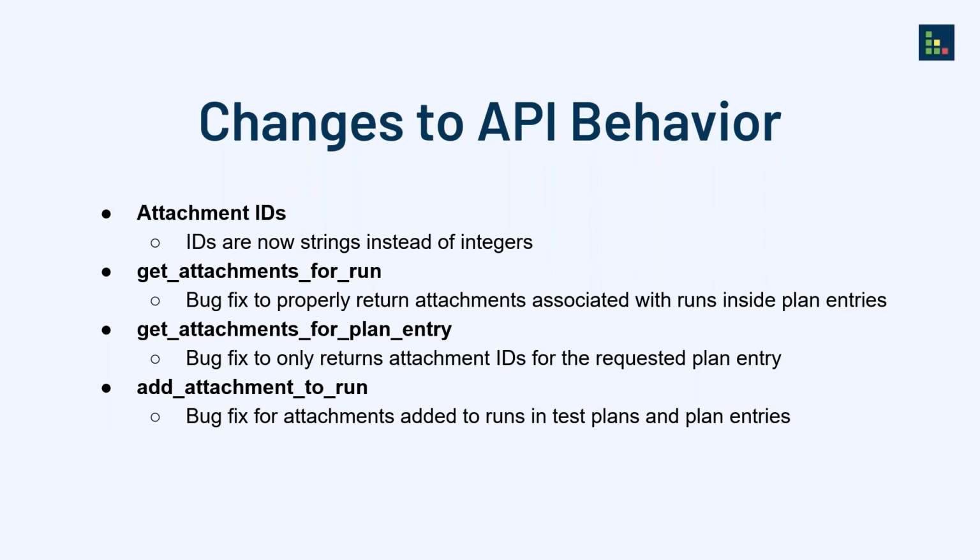And then we've made a couple of other bug fixes. So the get attachments for run endpoint will now properly return attachments based on plan entries. Get attachments for plan entries is updated to properly return the correct attachment IDs. And also there was a bug where using add attachment to run did not properly associate attachments with runs inside the user interface. So that bug has been fixed as well.